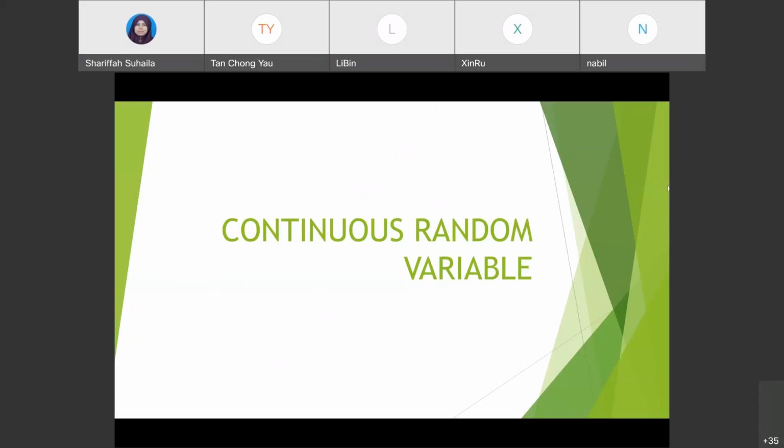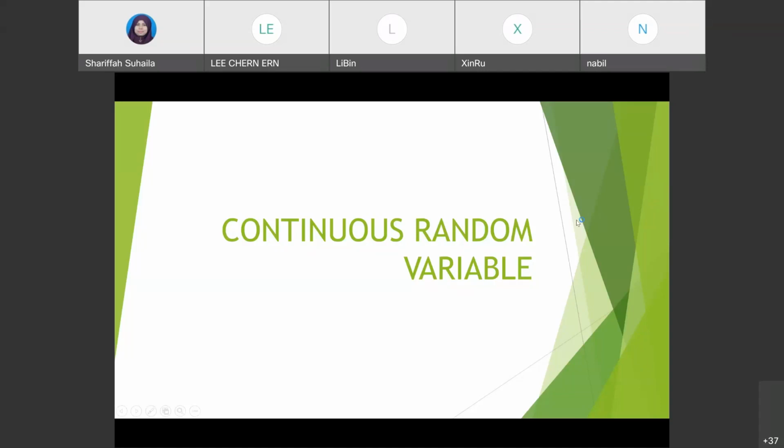Okay, so for today's class, we will continue on continuous random variable, maybe for 1 hour, and then maybe we will discuss a little bit on the question that I already shared with you in the Telegram for previous test one. Okay, we will start with continuous random variable.